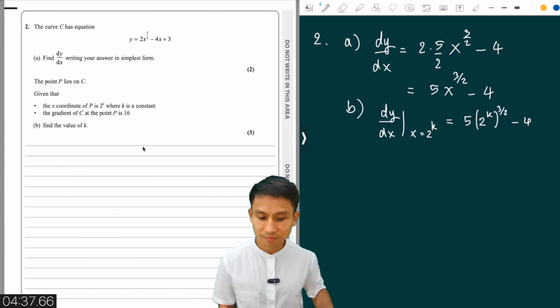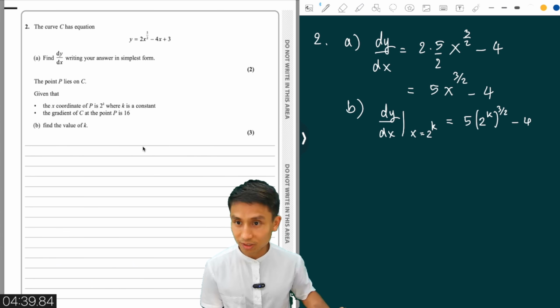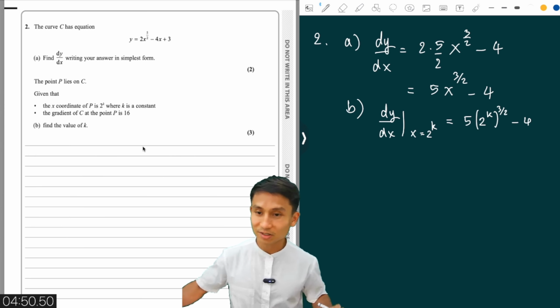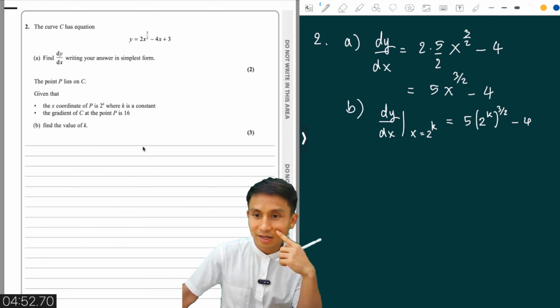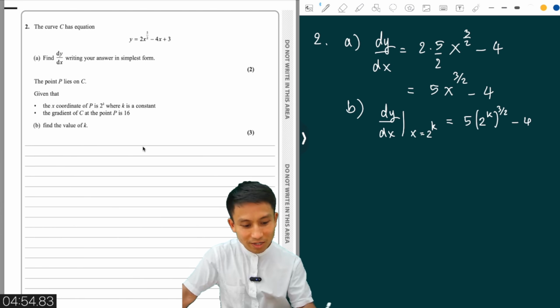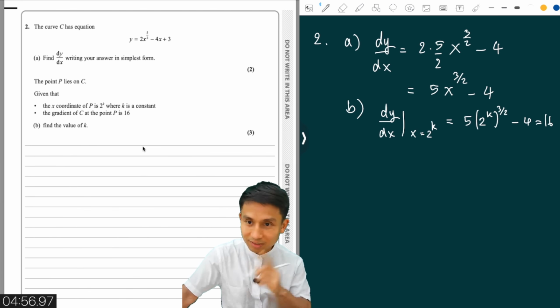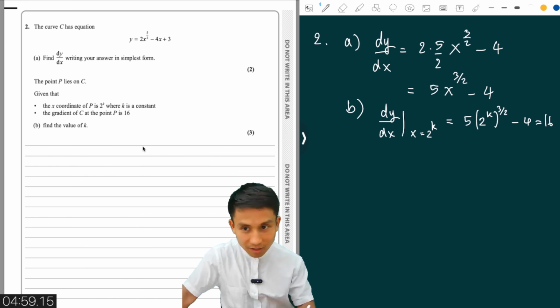And then the x coordinate of P is 2 to the k. Wait, hang on. Point P lies on C. The x coordinate of P is 2 to the k, where k is a constant. The gradient of C at P, okay, we equate that to 16, right? Yeah, because it says 16.